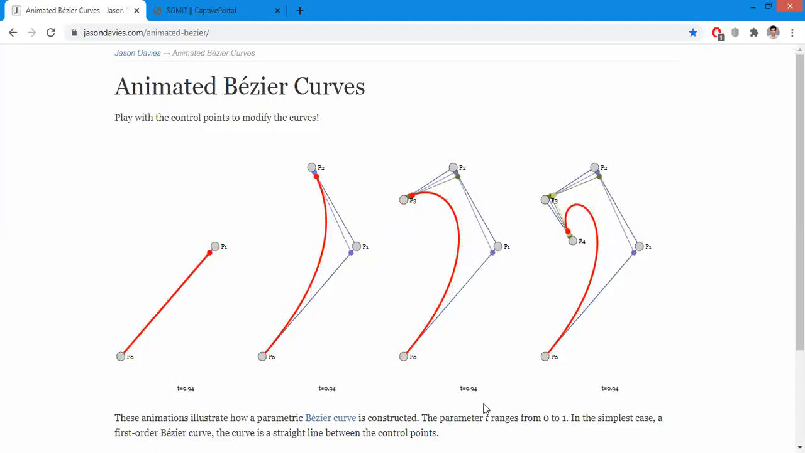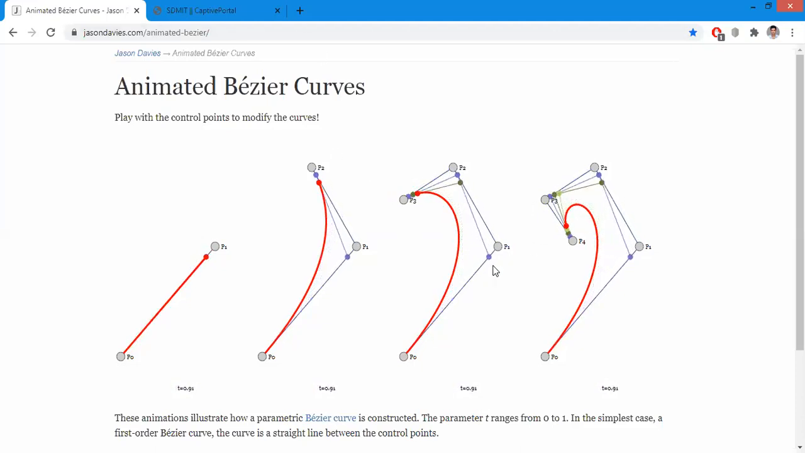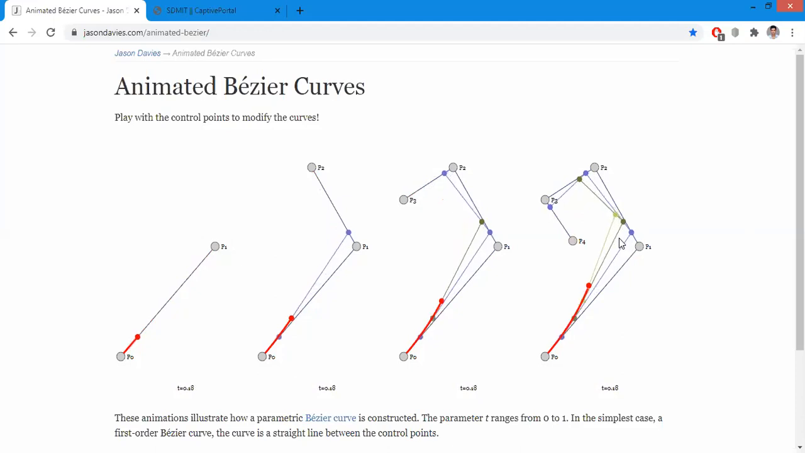T is your time variation. Time variation, how it reaches, how the curve is going to reach. So these are the 4 different figures for animating Bezier curve on different control points: for 2 control points, 3 control points, 4 control points, and 5 control points.